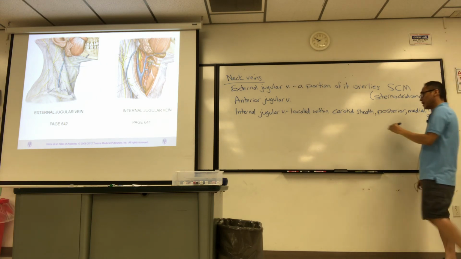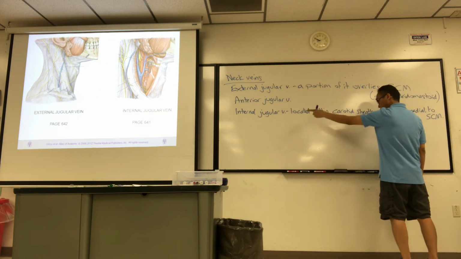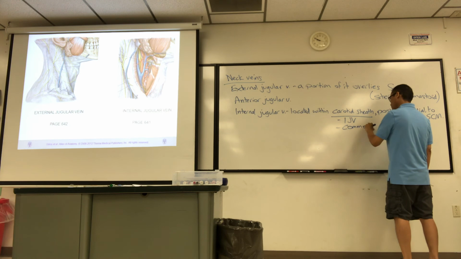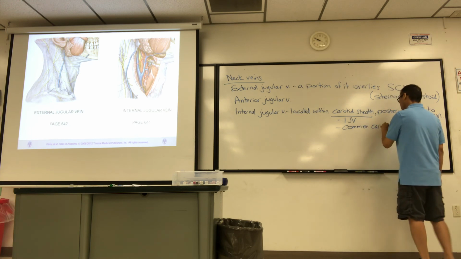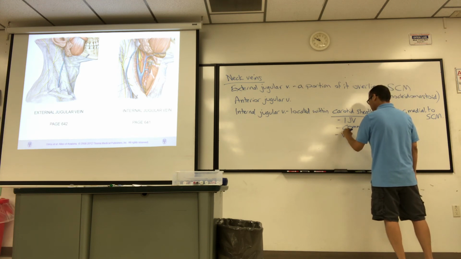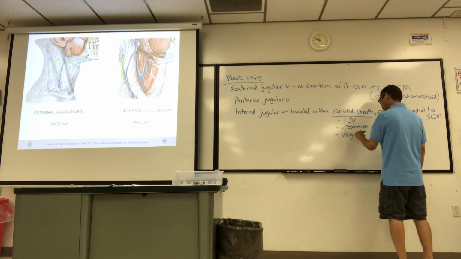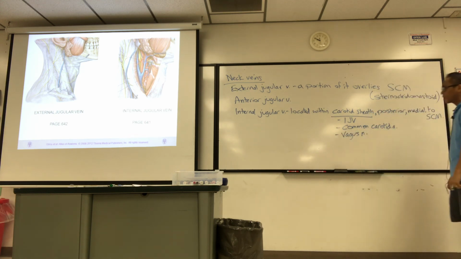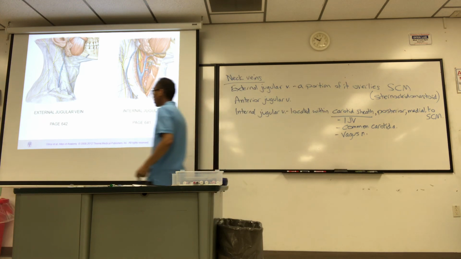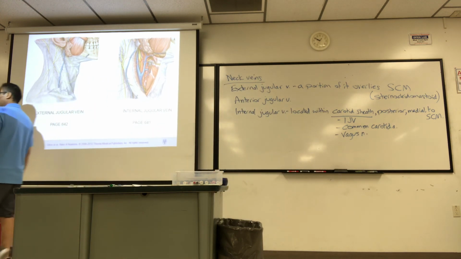The carotid sheath contains our vein, the IJV, which runs with the common carotid artery. There's also the vagus nerve in there, but I won't ask you that in terms of identification. But the blood vessels you should know. Okay, the major neck vessels, the IJV and the common carotid, shown right there.